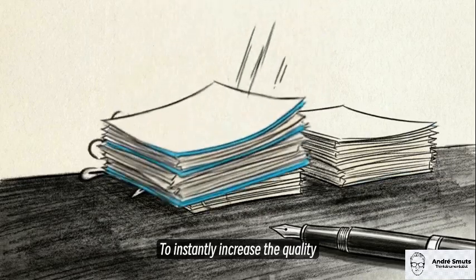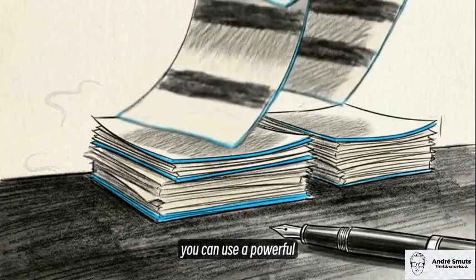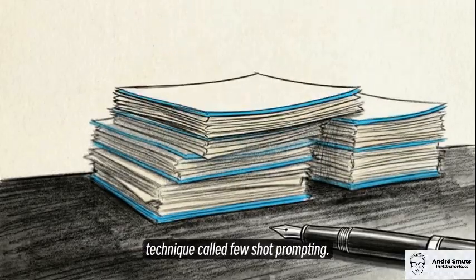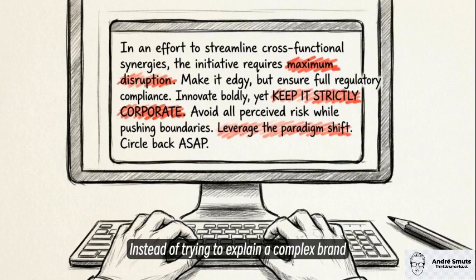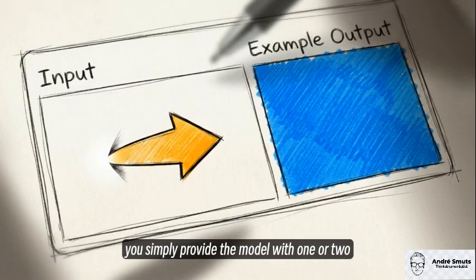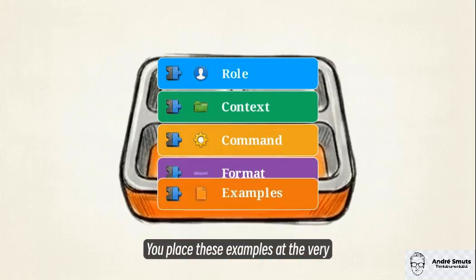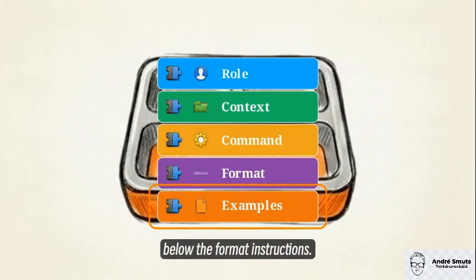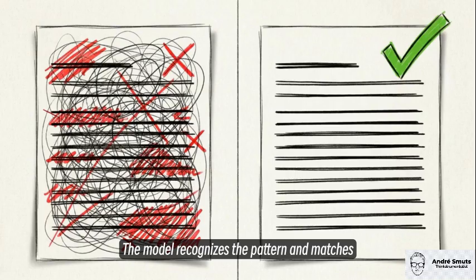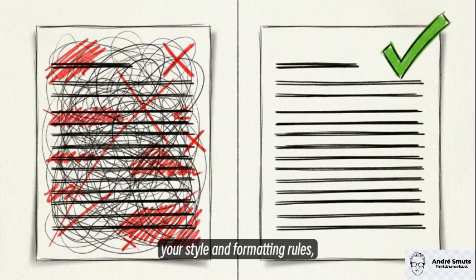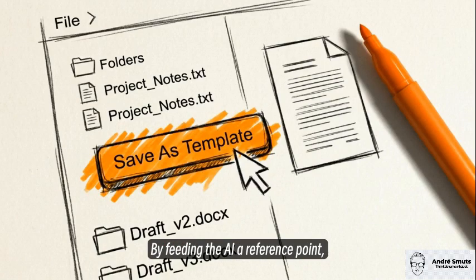To instantly increase the quality of your final results, you can use a powerful technique called few shot prompting. Instead of trying to explain a complex brand voice using dozens of conflicting adjectives, you simply provide the model with one or two successful past examples to emulate. You place these examples at the very end of your prompt, directly below the format instructions. The model recognizes the pattern and matches your style and formatting rules, which drastically reduces the need for back and forth revision cycles. By feeding the AI a reference point, your prompt evolves from a list of basic instructions into a reproducible template.